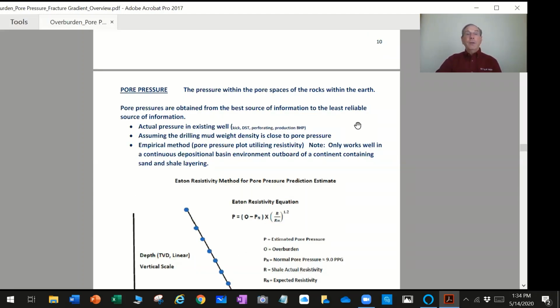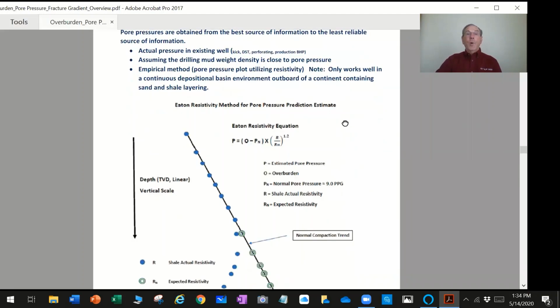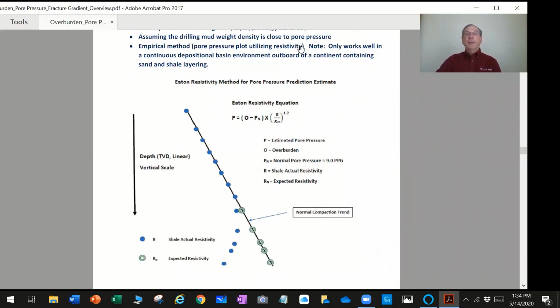And then we can use an empirical method, a pore pressure plot using resistivity. Now, very important to note that this empirical method only works well in a continuous depositional basin environment outboard of continents containing sand and shale layering. So it only works if you have sand and shale layering outboard of a continent, which would be like downstream of the Mississippi River system, something like that. It could be in other continents as well.